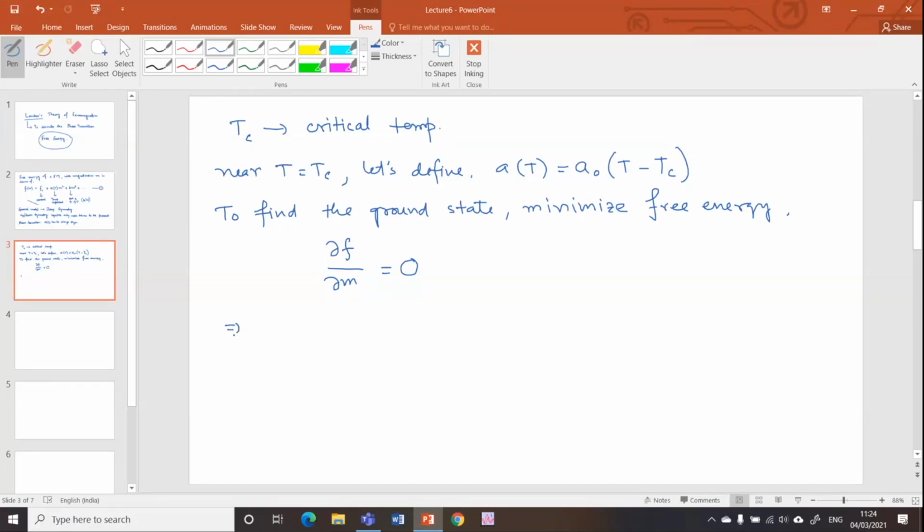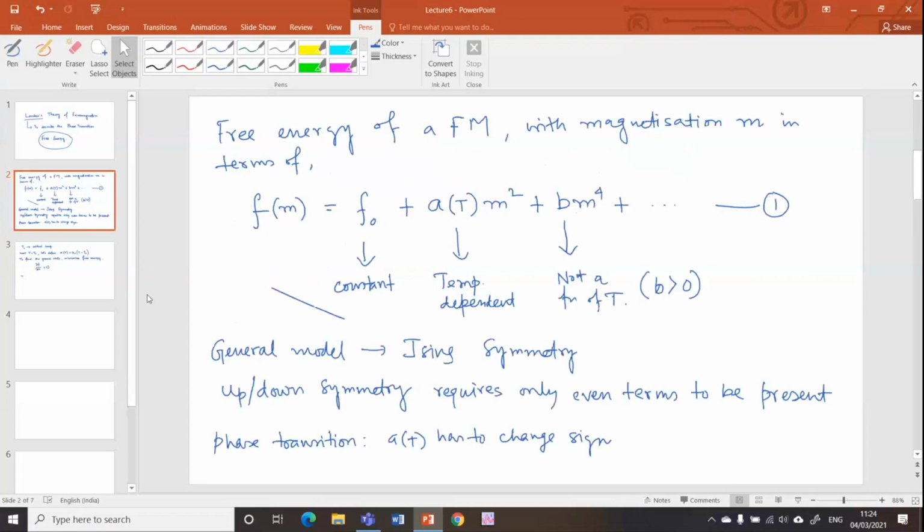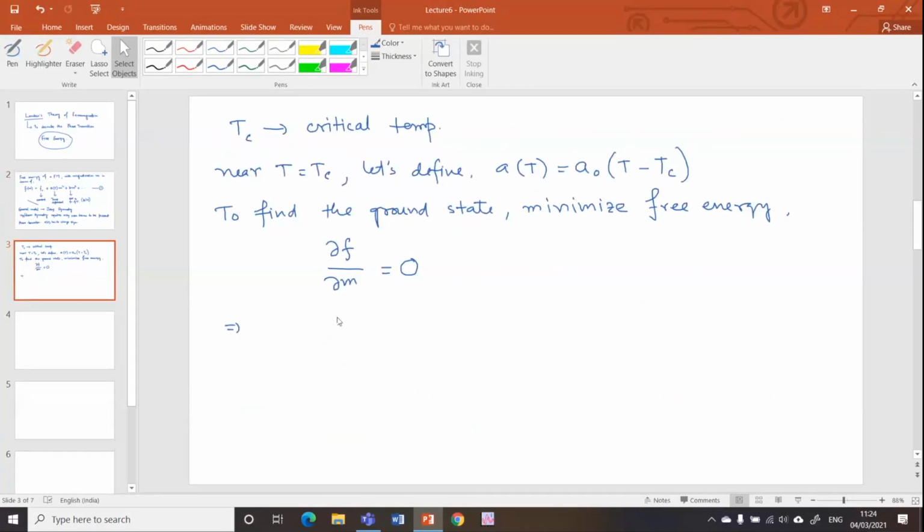So we have the expression here in equation number 1, and if we do that, then what we will get here is basically 2m times A0 (T minus Tc) plus 4b m cubed will be equal to 0. This is my equation number 2.